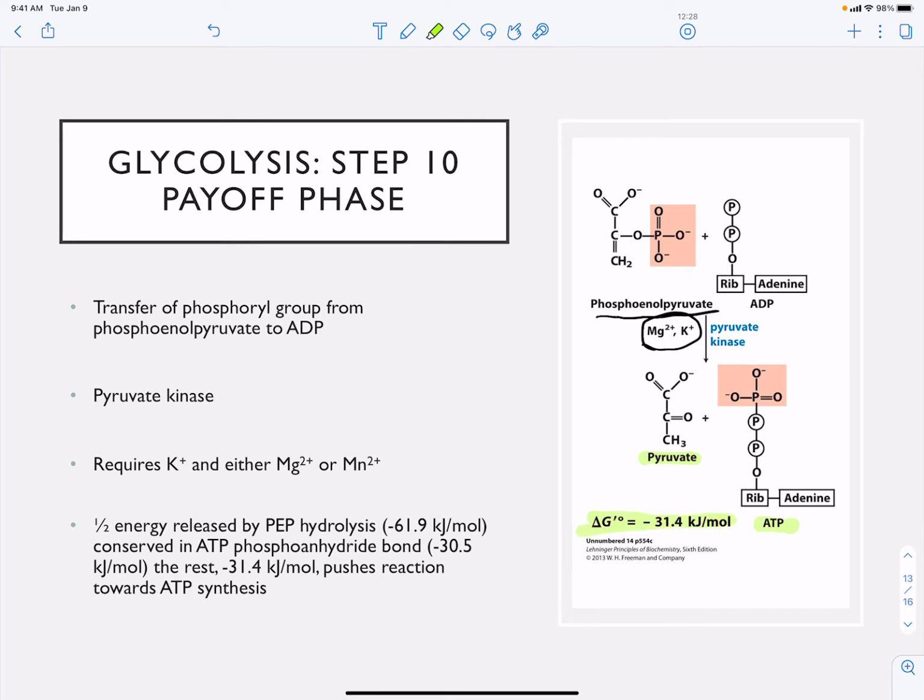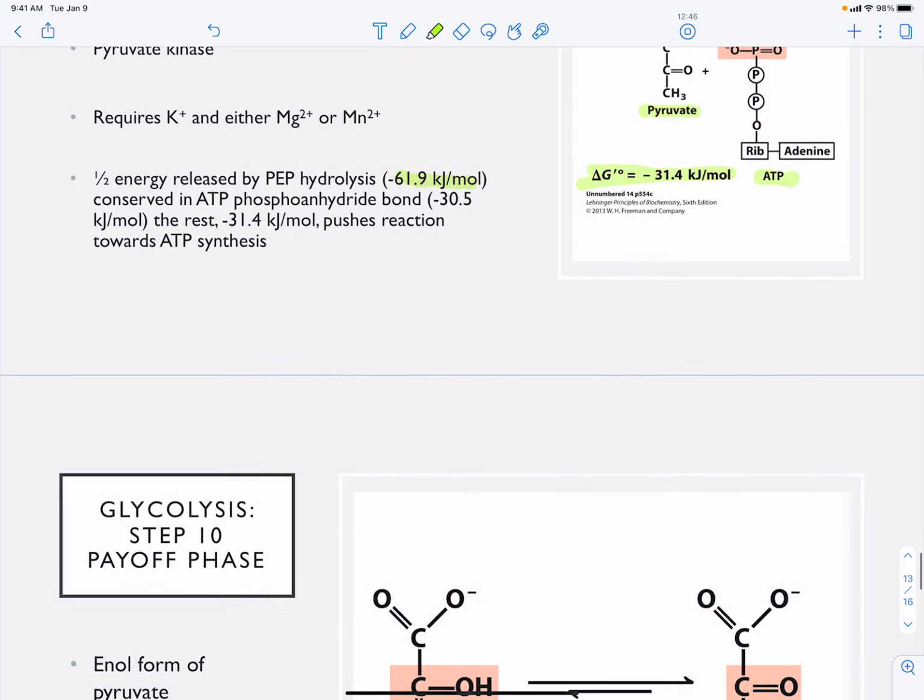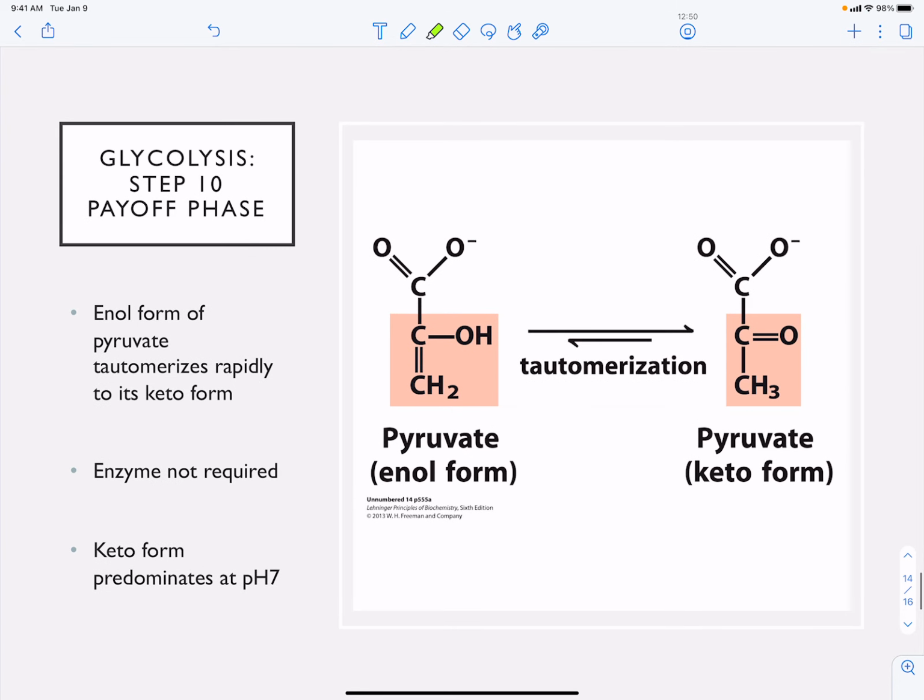So PEP hydrolysis, or phosphoenolpyruvate hydrolysis, has a negative 61.9 kilojoule per mole of energy in that phosphoanhydride bond. And this is going to push everything towards making ATP. Now you're going to have tautomerization of your pyruvate from the enol form to the keto form. And the keto form is going to predominate at our cellular pH of 7. And this doesn't require any enzyme at all for this to happen.